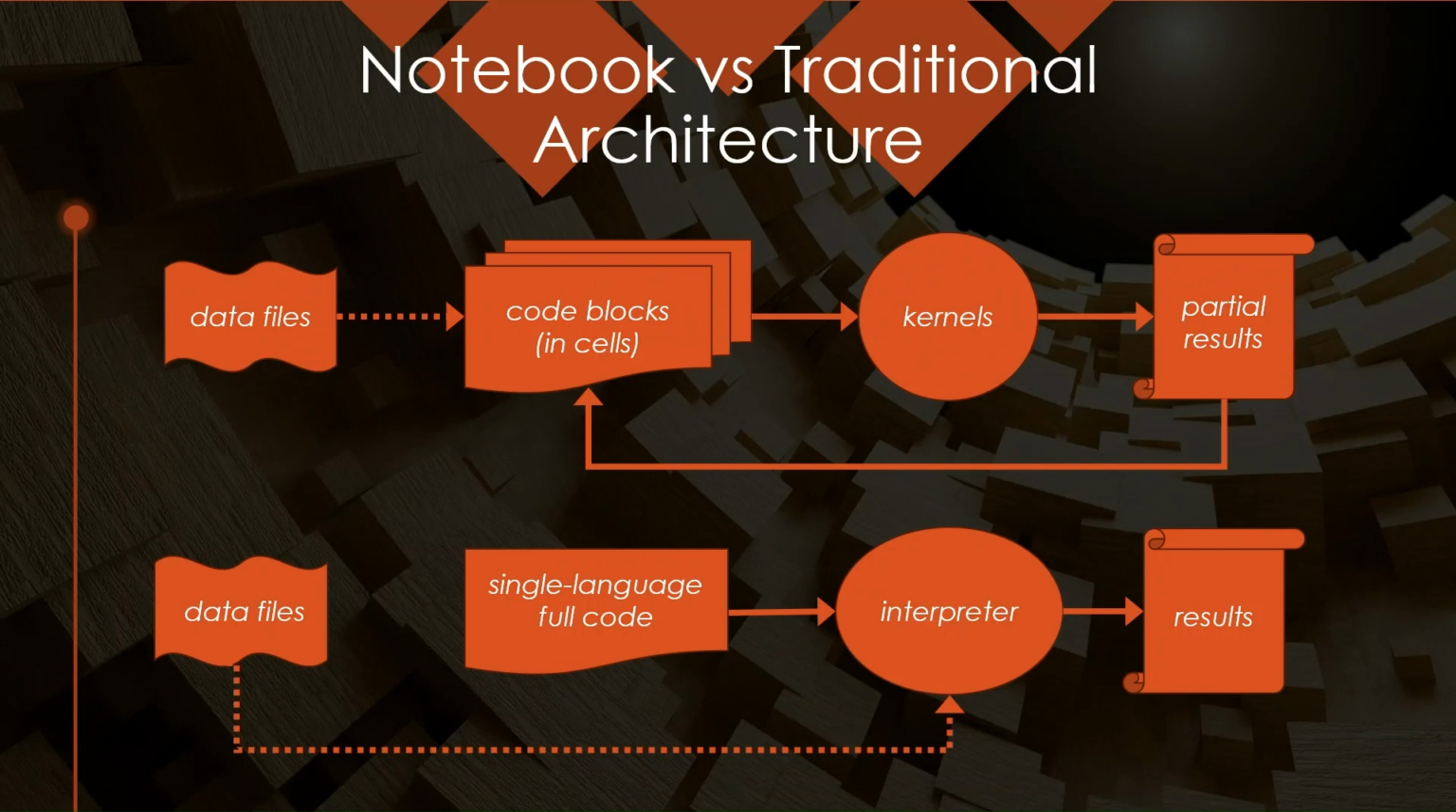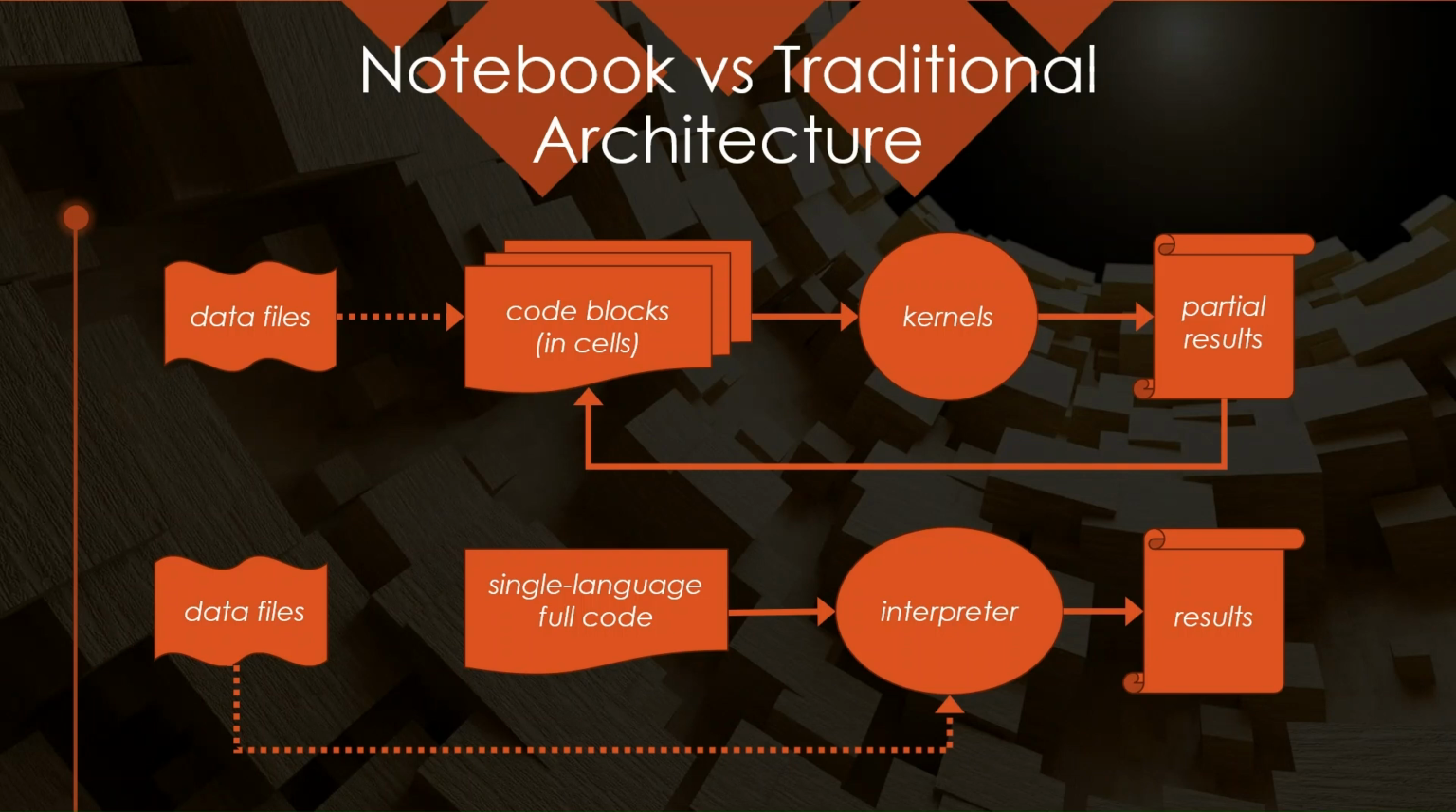This is the input. But for notebooks, the input goes, as I said, into code blocks in cells, where the code is executed by kernels, and you will get partial results, with the output below each cell. These partial results may be used in other cell blocks below and so on. So you see that's an iterative process, and that's also a top-down approach.